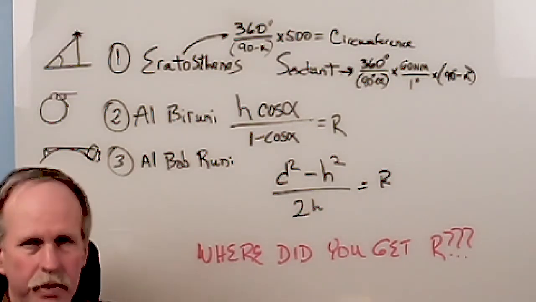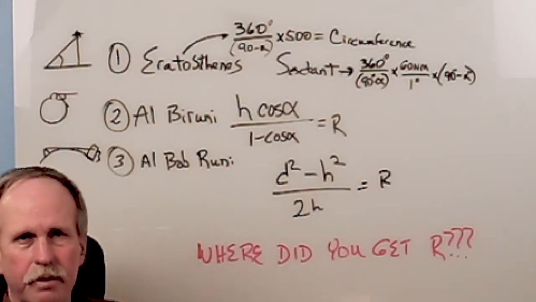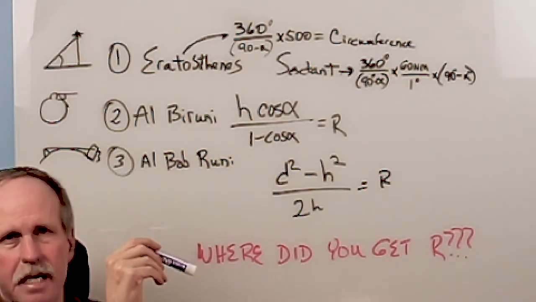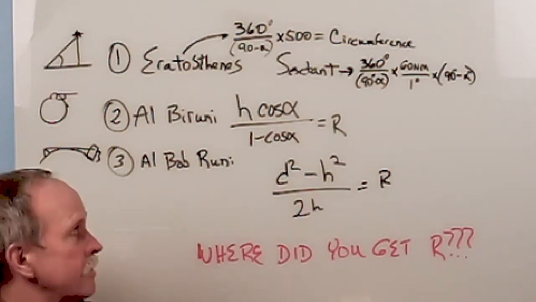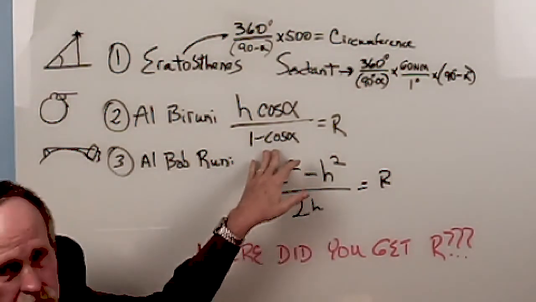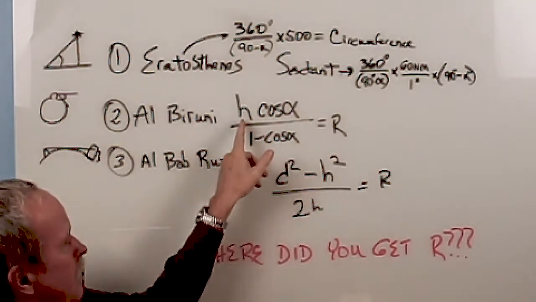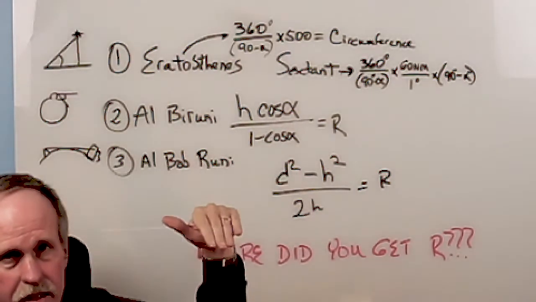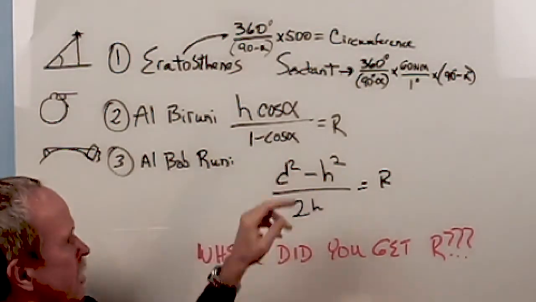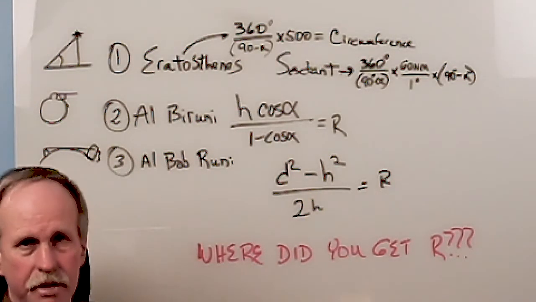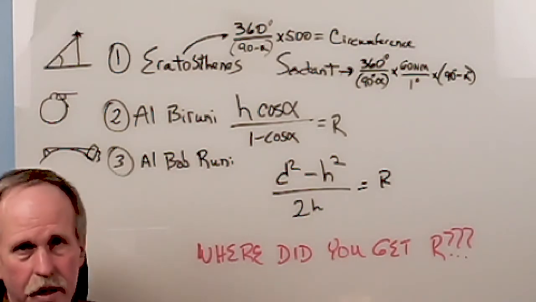Next came Al-Biruni, and Al-Biruni measured the radius directly by measuring the dip angle from the top of a mountain to the horizon. Here's the mathematics that he used. This is the classic Al-Biruni formula: height of the mountain times the cosine of that dip angle over 1 minus the cosine of the dip angle equals the radius. We've derived this in other videos. I'm not going to do it again now.